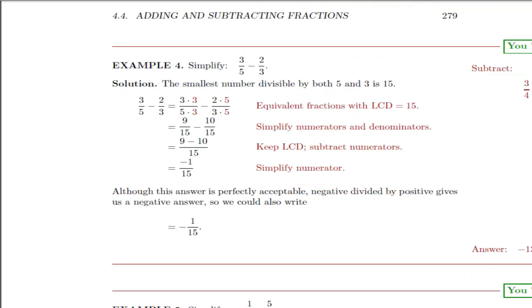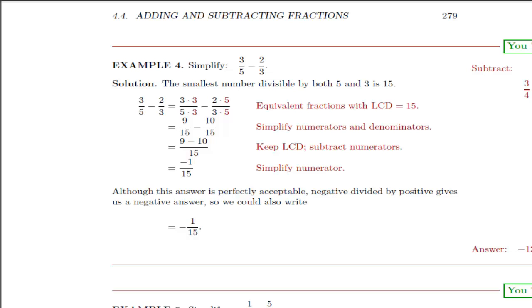Example 4. Simplify 3 over 5 minus 2 over 3. Solution. The smallest number divisible by both 5 and 3 is 15, so the LCD is 15. To turn them into equivalent fractions, we'll multiply the first fraction by 3 since the denominator is 5, and the second fraction by 5 since its denominator is 3. So multiplying, the first fraction becomes 9 over 15, and the second fraction becomes 10 over 15.